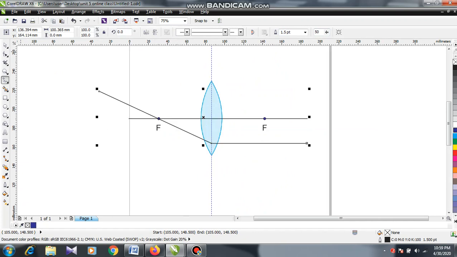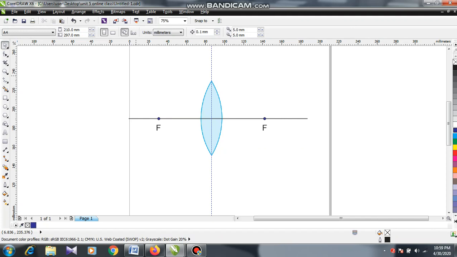So you have to draw four lens diagrams. In one, light ray is coming from the left side above the principal axis. Second, light ray is coming from the left side below the principal axis. Third, light ray is coming from the right side above the principal axis. Fourth, light ray is coming from the right side below the principal axis.